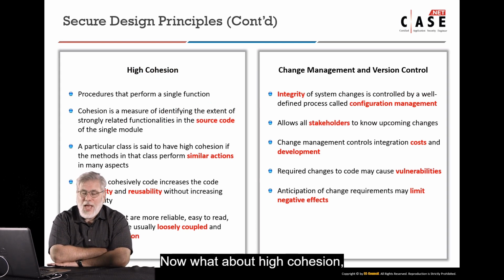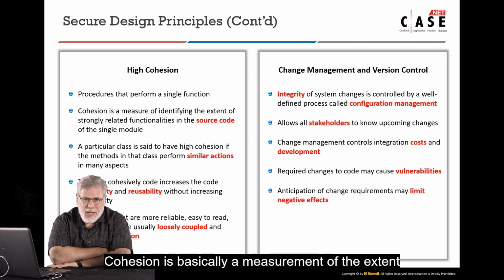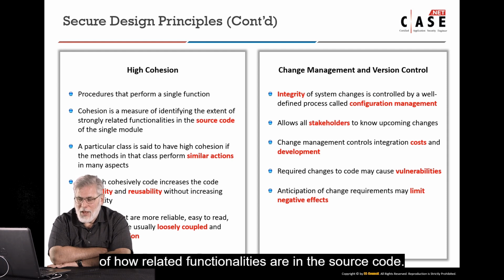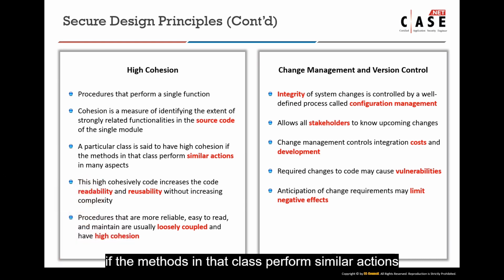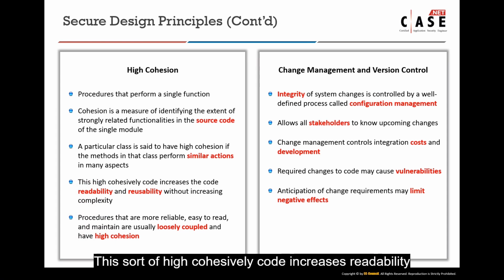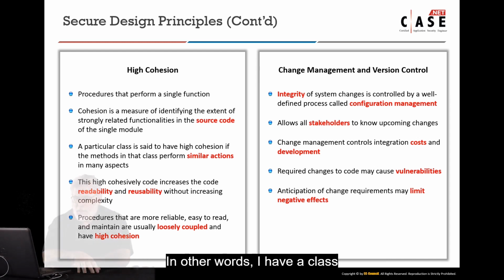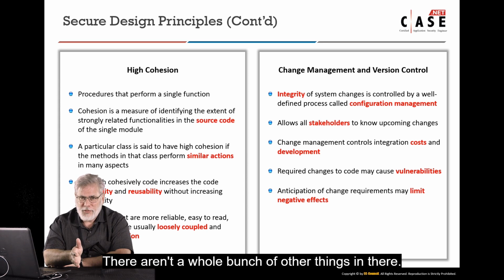Now, what about high cohesion, which is kind of the opposite of loose coupling? Sometimes I have procedures that work together to form a single function. Well, in that case, they cannot be loosely coupled. Cohesion is basically a measurement of the extent of how related functionalities are in the source code. So a class is said to have high cohesion if the methods in that class perform similar actions in many aspects. This sort of highly cohesive code increases readability and reusability without increasing complexity. In other words, I have a class that's pretty much dedicated to one set of functions. There aren't a whole bunch of other things in there.